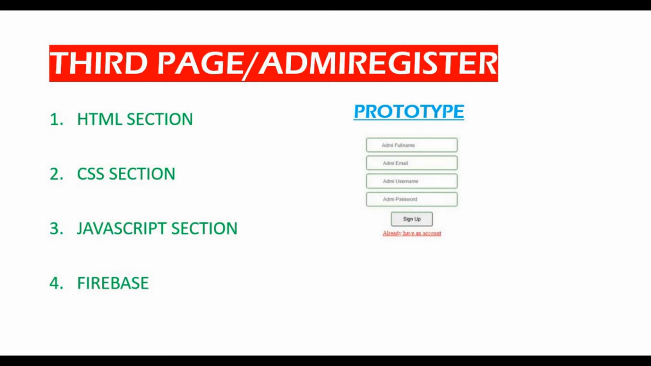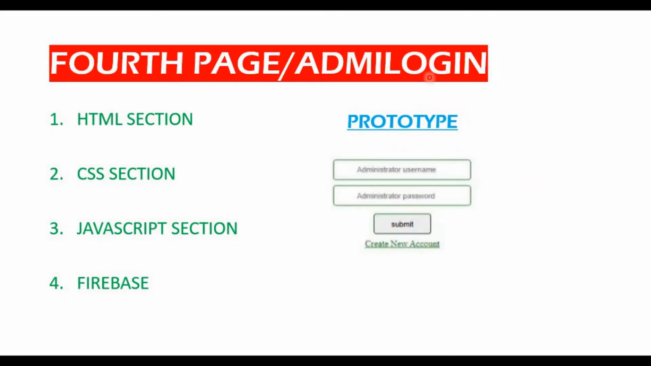So now we are going to the next one. The next one, the fourth page, will be the admin login. You know that after registering the administrator, you have to log in. So that is what we are going to build. You can see a prototype here, and we have the administrator username, the administrator password, and the submit button. So after registering, we have to go to the admin login so that we can enter our data and log into the section.